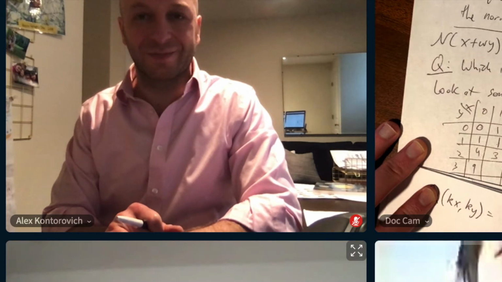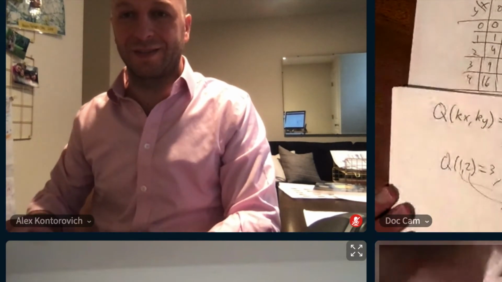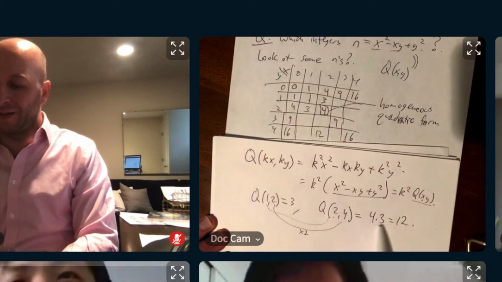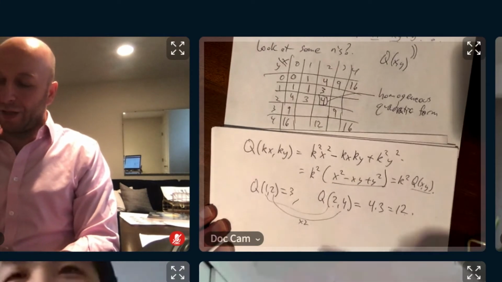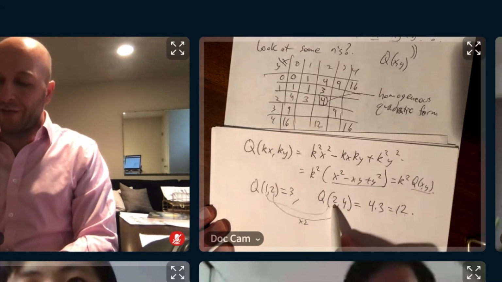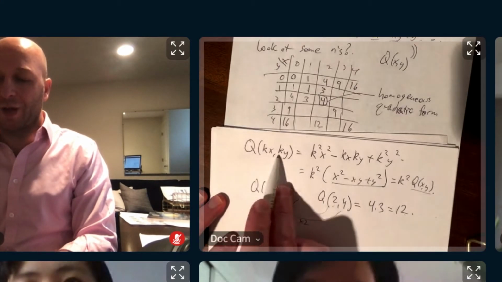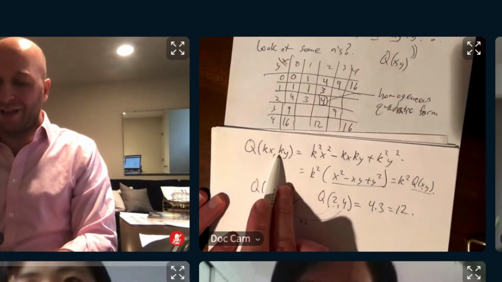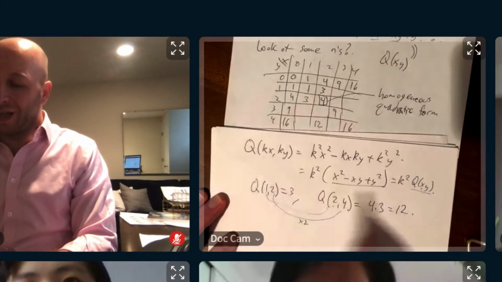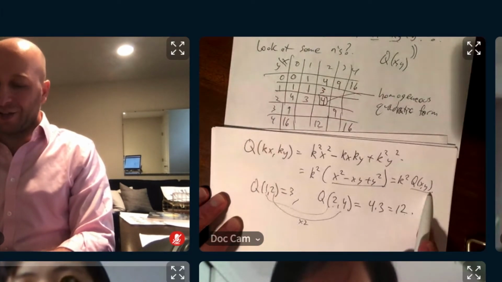Okay, one question. It's with the kx and the q of kx and ky thing. We use that to show that 12 is just like 4 times 3 again. So the point is, if x is 1 and y is 2, then all I've done is doubled both of them. I doubled x and I doubled y. So I multiplied each by a constant k. And the value that q takes on a multiple of 2 on both variables is to square that multiple and take the original value. So the original value was 3.